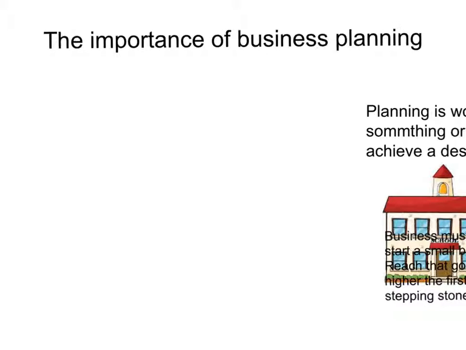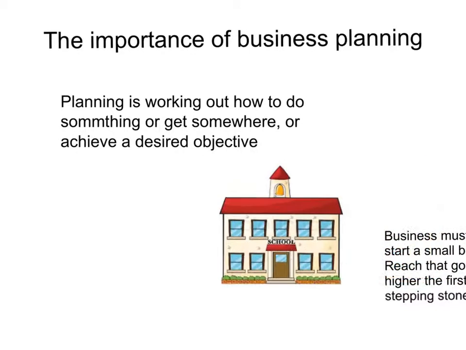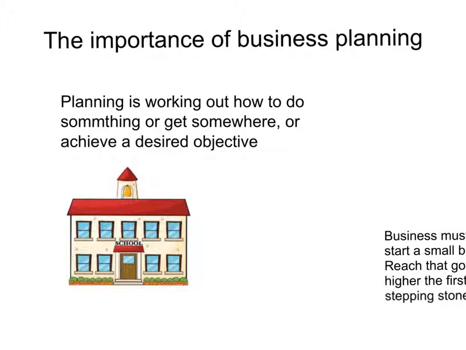The importance of business planning. Planning is working out how to do something or get somewhere or achieve a desired objective. An example of this could be going to school earlier. To reach this objective or goal, you could do things like set your bag up earlier the night before or wake up earlier.